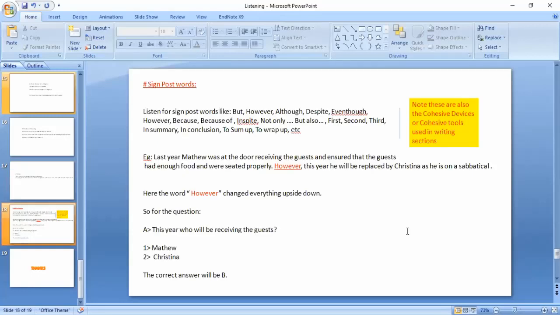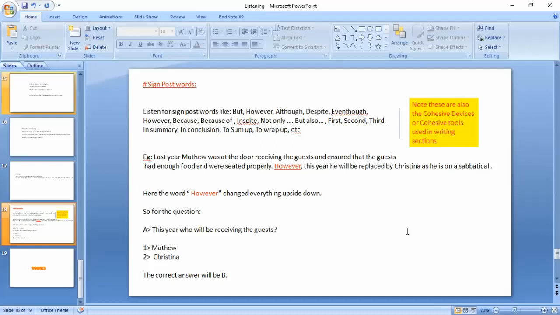Another important thing in listening, and also in reading equally well, is the signpost words. Signpost words are so named because they act like signposts in the crossed streets or on the roadways. They tell you the direction of where the conversation is going, the direction of the audio, or of the text in case of the reading section.